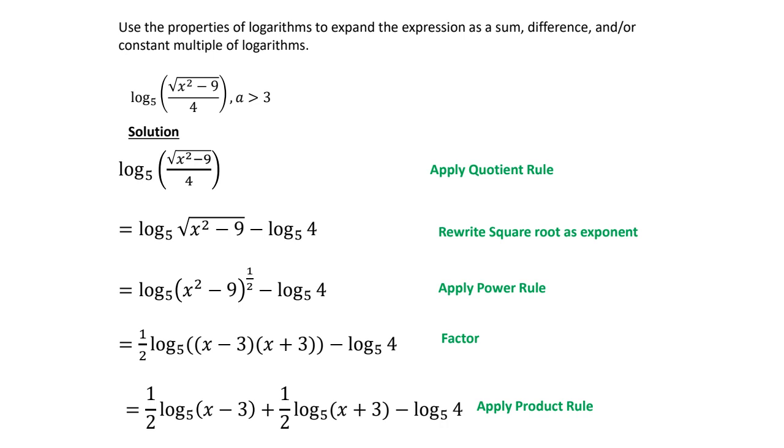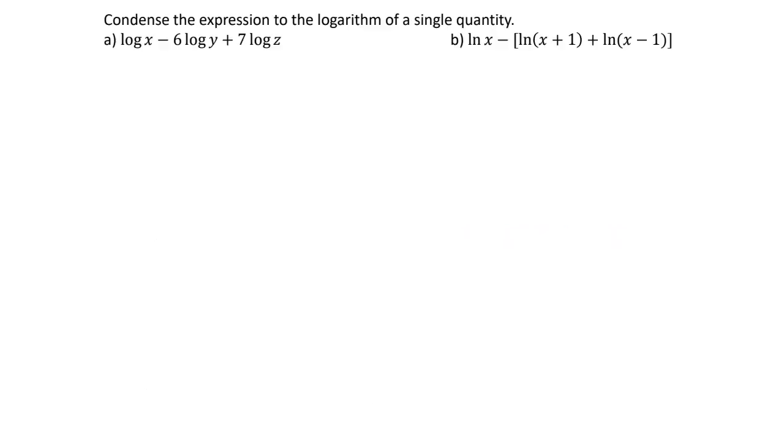Now let's do the opposite. Let's do condensing of expressions. We'll do the A1 and then we'll kind of skip the B just for time purposes. So again, we want to go from multiple logs to just 1 log. So let's go ahead and do A.